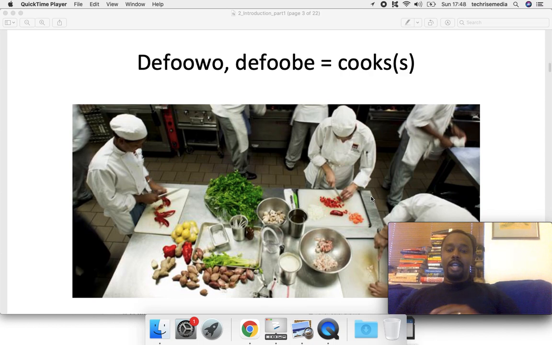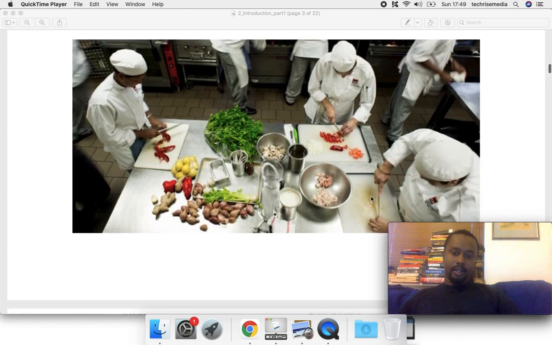And then we have Defower, Defobe, right? So if you're a Defower, you're a cook. Or if you're a Defobe, you're cooks. Not cooking, cooks. So these are people who cook. If someone says I'm a Defower, it means my profession, I'm a cook. Or if they say menen kambe Defobe, we are cooks.